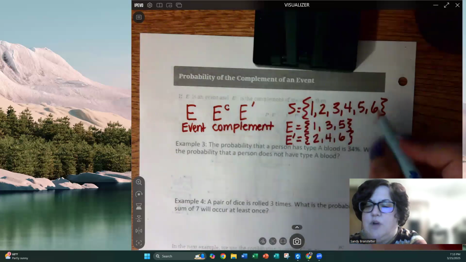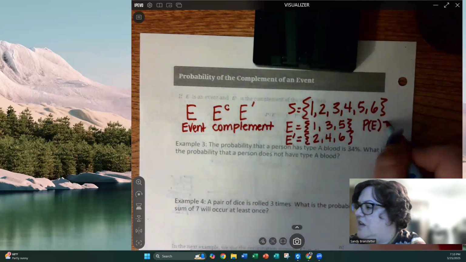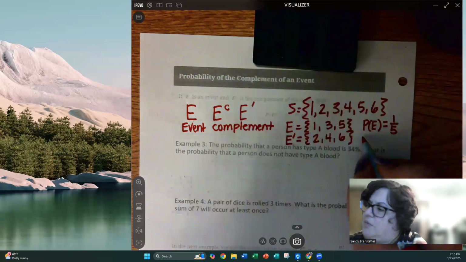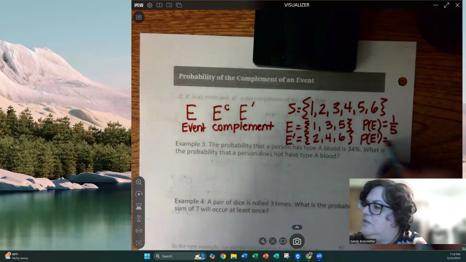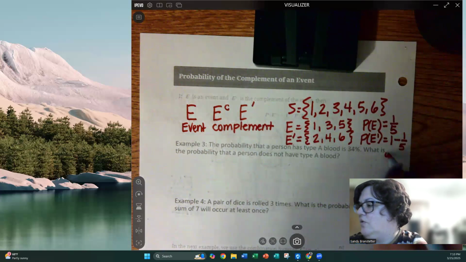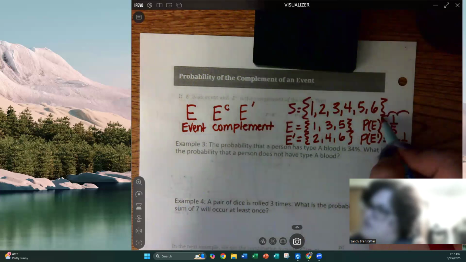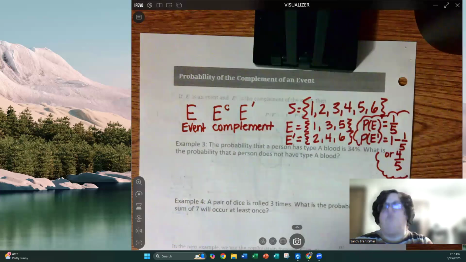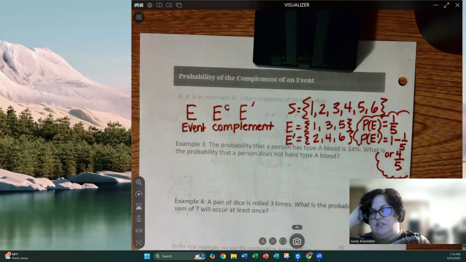If you know a probability of an event, say, is 1 out of 5, then the probability of the complement is going to be 1 minus 1 over 5, or in this case, 4/5. Again, it's everything that is left after you take out that event.